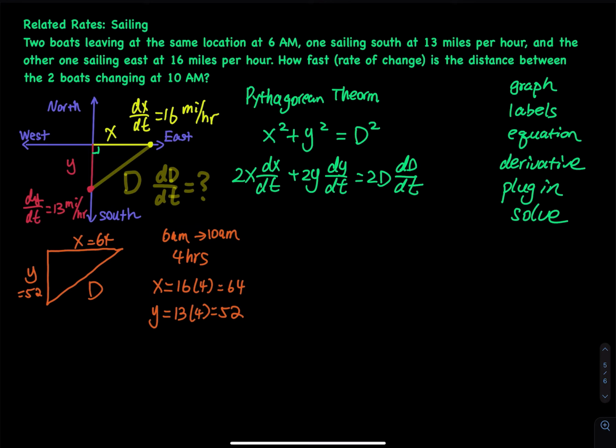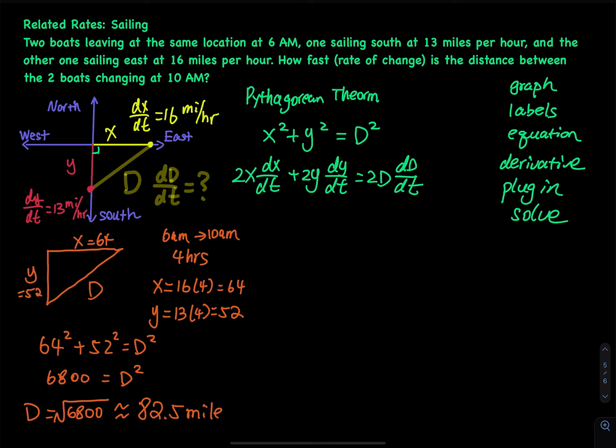So now we can solve for d using the Pythagorean theorem. We have 64 squared plus 52 squared equals d squared. All right, so this is 6800, equal to d squared, and when you take the square root of 6800, this is approximately equal to, I will round this to 1 decimal place, 82.5 miles.